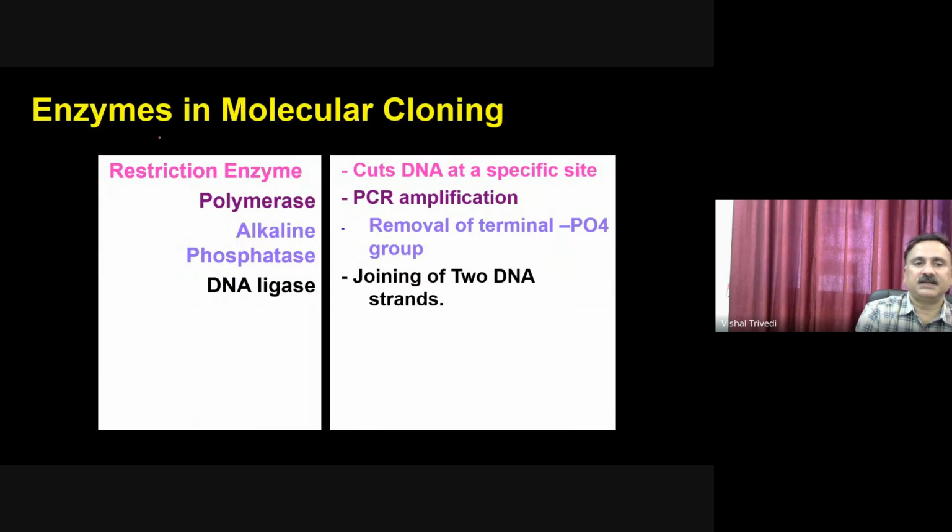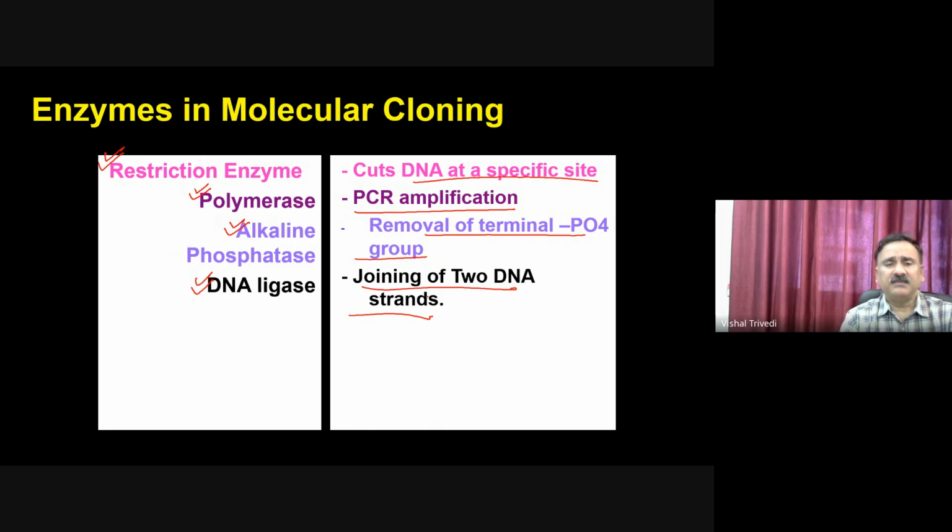You require the restriction enzymes for cutting the DNA at a specific site. You require the polymerases for doing the PCR amplifications. You require the alkaline phosphatase for the removal of terminal phosphate groups. And then you also require the DNA ligase for joining of the two DNA strands. Now, restriction enzymes are actually a part of the prokaryotic host defense mechanism, right? And that has been exploited for molecular cloning.